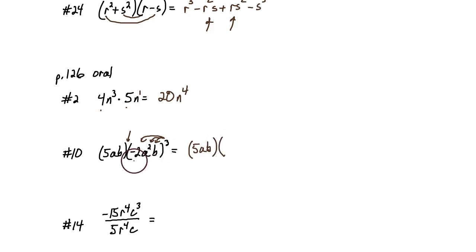Now let's rewrite this piece of the problem. Negative 2 to the third power is negative 8. A squared to the third power is a to the sixth power. And b to the third power is b to the third. Now we can do our multiplying. 5 times negative 8 is negative 40. A to the 1 times a to the 6 is a to the 7. B to the 1 times b to the 3 is b to the fourth.